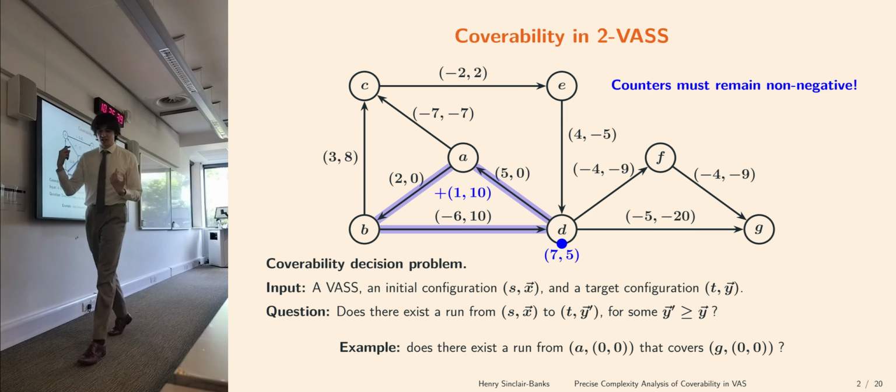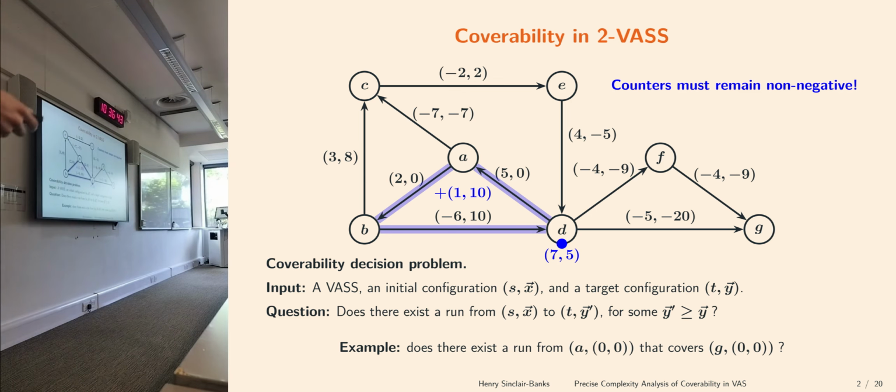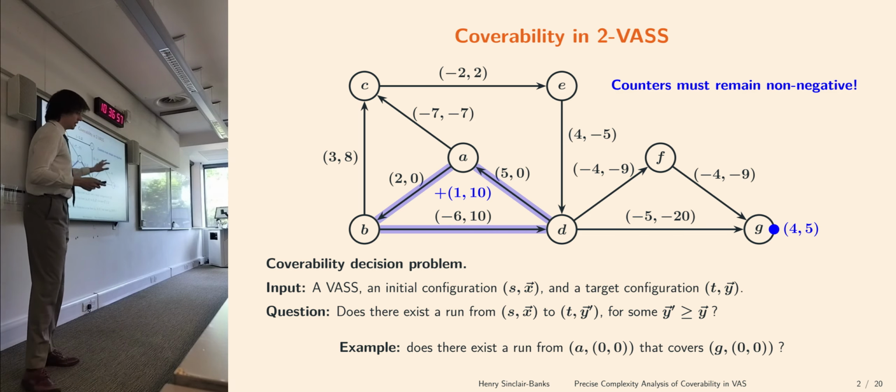But then you notice this cycle, which has +1 on the first counter and +10 on the second counter. And VASS have this lovely monotonicity property, which is if you can take a cycle, then you can take it over and over again after you've taken it one time. So now I can get both counters as large as I want. I only need to take the cycle 2 times. I get to 9, 25, and then I can zip over to G and get there with at least 0, 0.